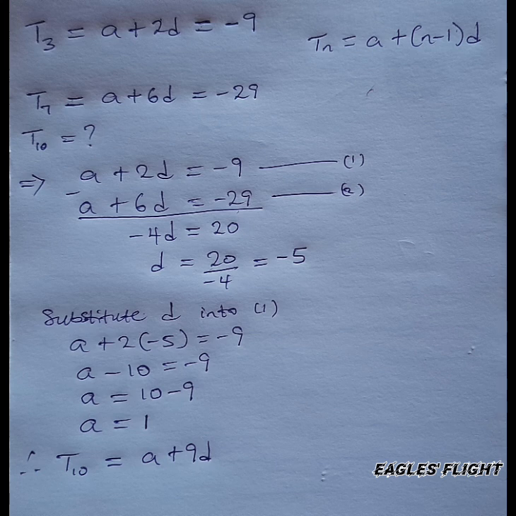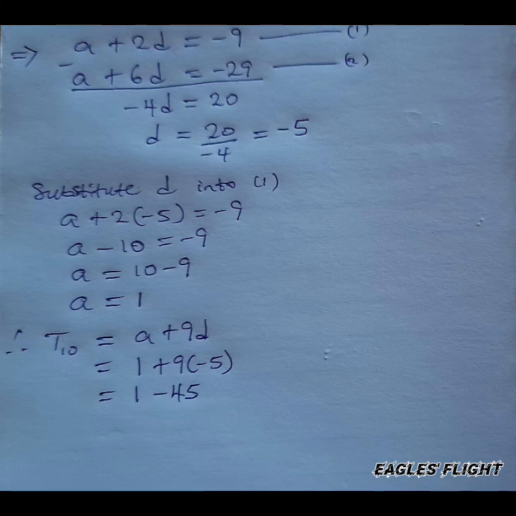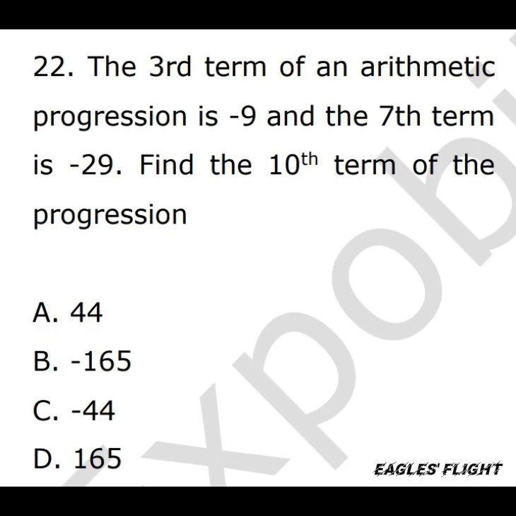Now substituting the values of A and D, we'll be having 1 plus 9(minus 5). And when you expand that bracket, you have 1 plus 9 times minus 5, which will give us minus 45. So that becomes 1 minus 45, and that gives us minus 44. So from the question we were given earlier, the correct answer will be minus 44. This is option C.